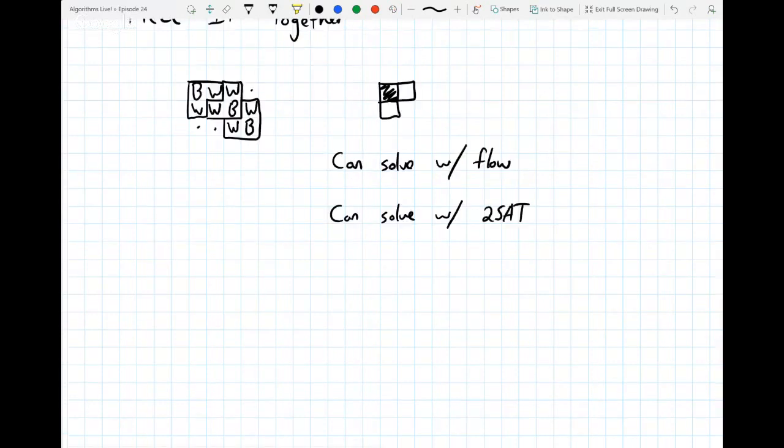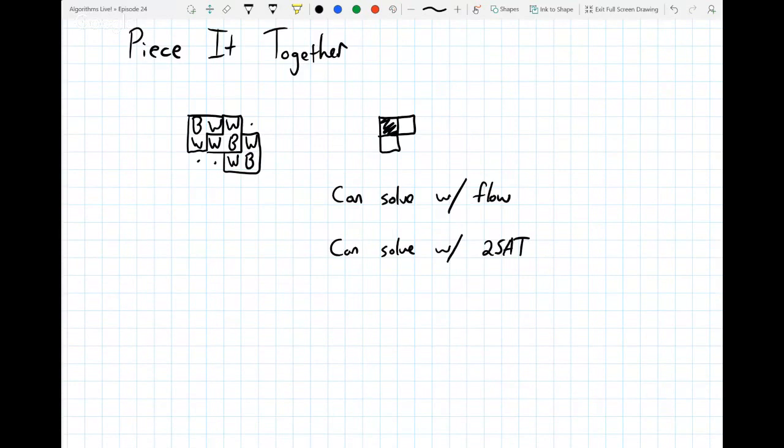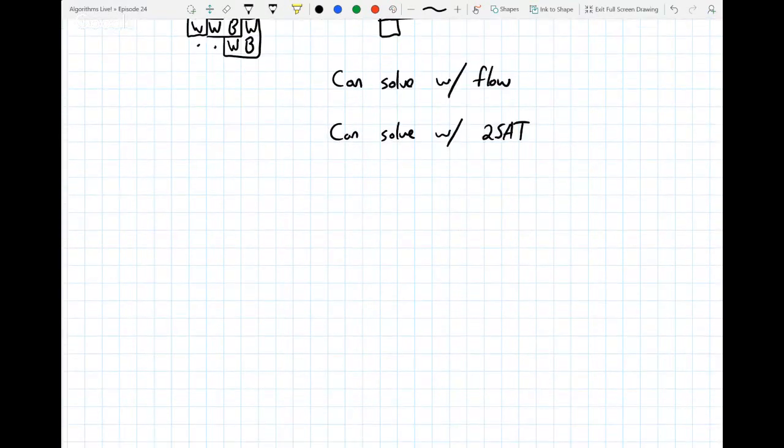Okay, so we have this problem Piece It Together. The very first thing we have to figure out is what our variables are. I really like to show this problem off when I'm teaching two-sat because I think it's not so obvious what the variables are. So if you're watching this video now, try to figure out what the variables are yourself before I give this away. One thing people try to do, and maybe you try this on your own.